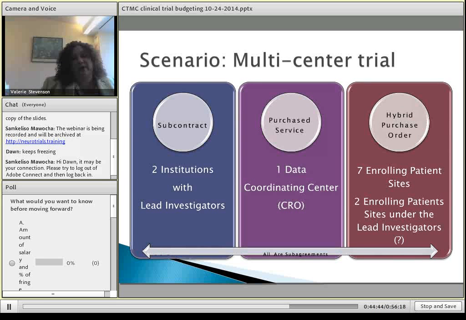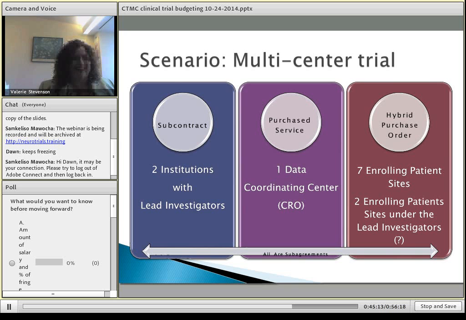So in this scenario, based on some of the things we've already discussed, we would want to consider we have 2 subcontracts because we have institutions with multiple PIs or lead investigators. So we would need to provide effort for them because they're contributing directly to the science. We have 1 data coordinating center in this case, that's a CRO, it's a commercial group. So they could be brought on board using a purchase service agreement.